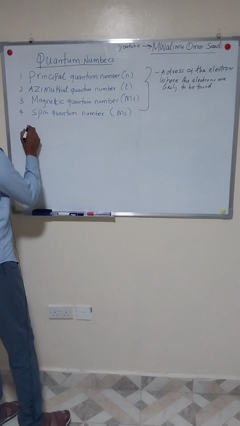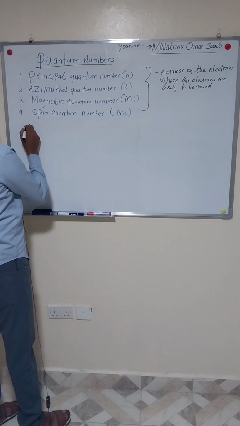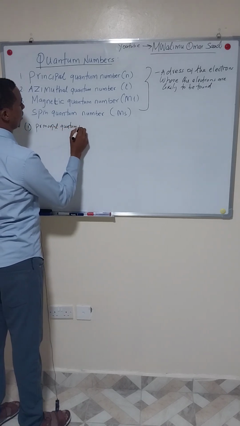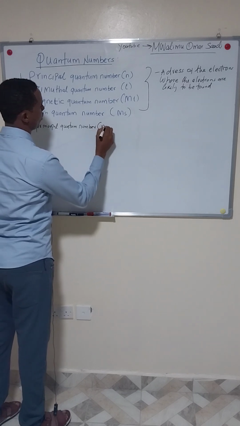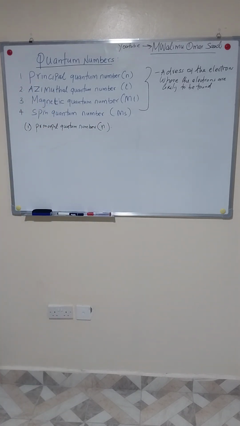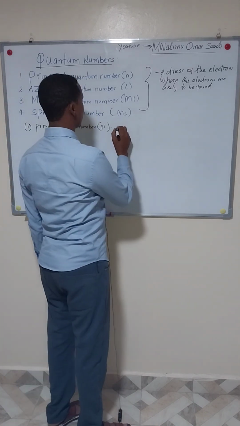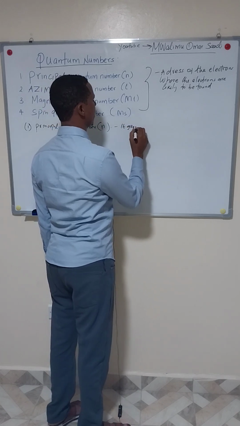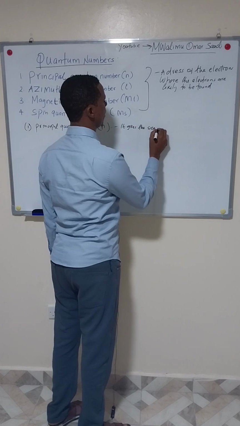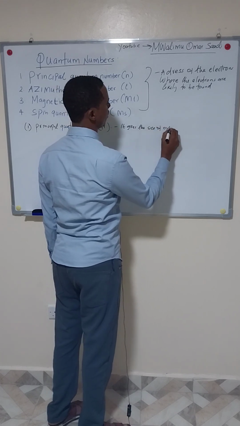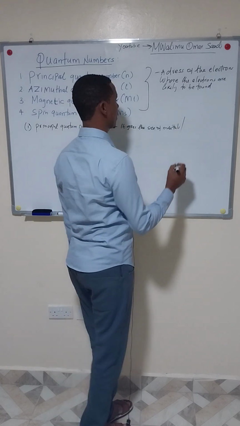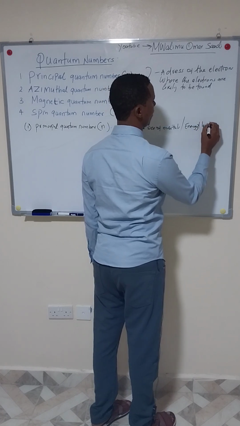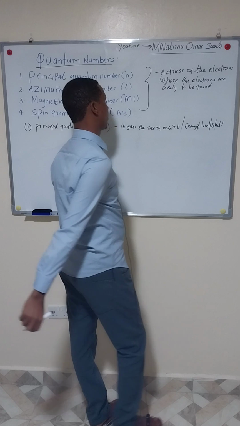So let's see the first quantum number, that is the principal quantum number N. The principal quantum number gives the size of the orbital, or in other words, it represents the energy level or the shell.